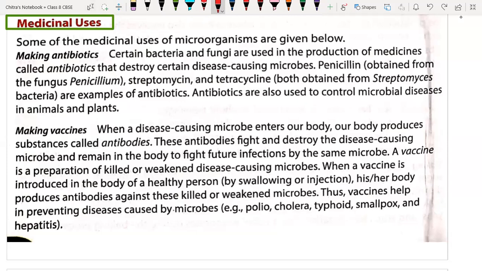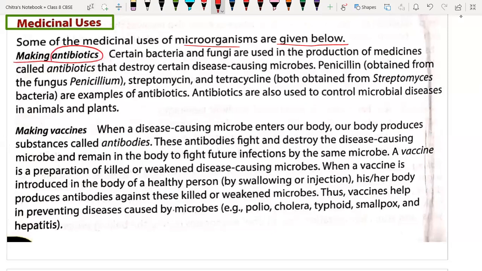Some medicines use microorganisms, as given below. We are going to discuss how medicines are prepared by using microorganisms. First we have making antibiotics. So first we have to understand what antibiotics are.